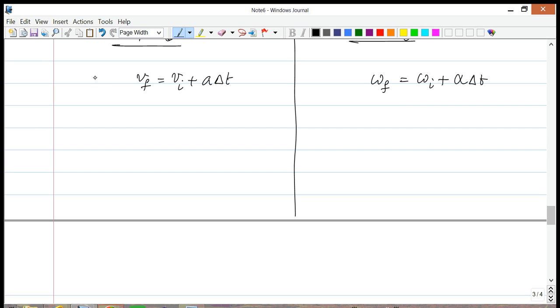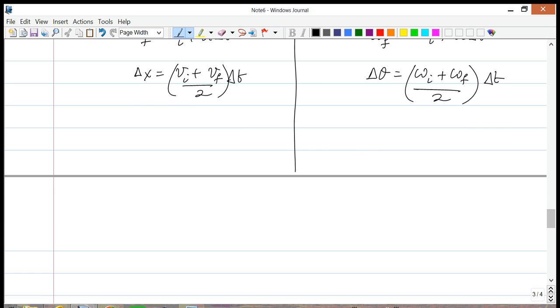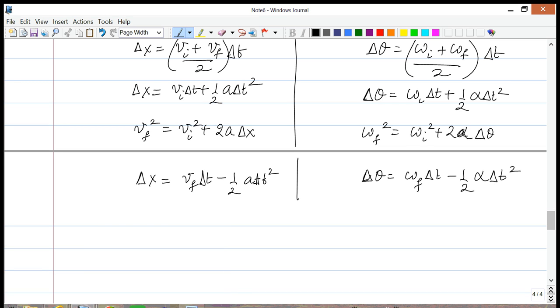Then we have another equation, which is delta x equals vi plus vf over 2 times delta t, and we would have delta theta equals omega i plus omega f divided by 2 times delta t. In a similar manner we can write down the rest of the equations. So here are the remaining equations, and once again you see there's a direct relationship between the kinematics equations for 1D motion and for rotational motion.